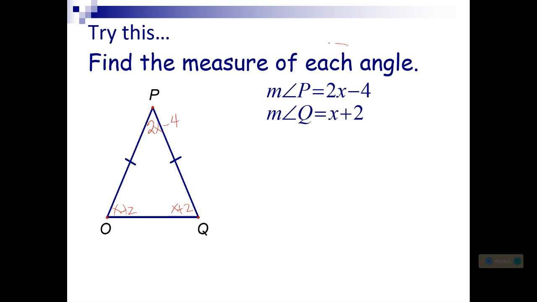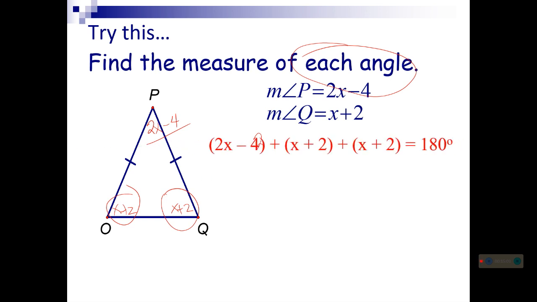Right? So, how are we going to find the measure of each angle? Yes. So, you are still going to apply the triangle angle theorem, wherein the sum of these three angles of the triangle is still 180. So you will have your 2x minus 4 as angle P, plus angle O is x plus 2, then angle Q is x plus 2 is equal to 180 degrees.